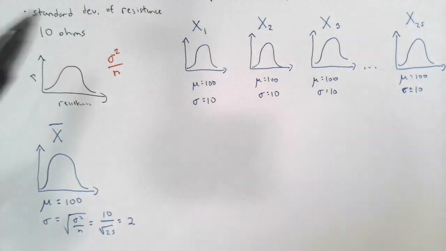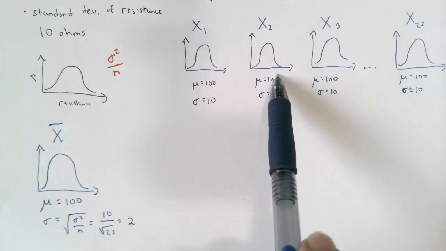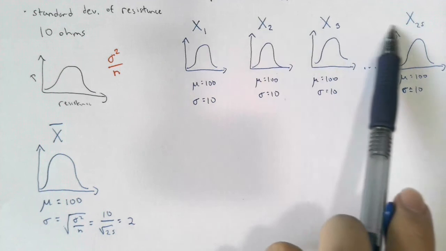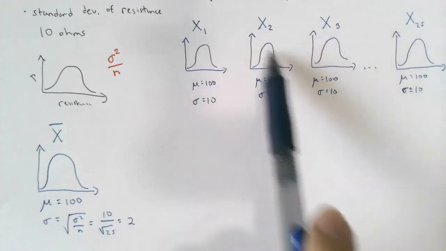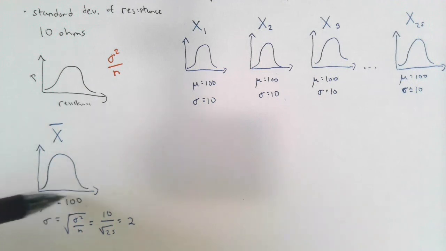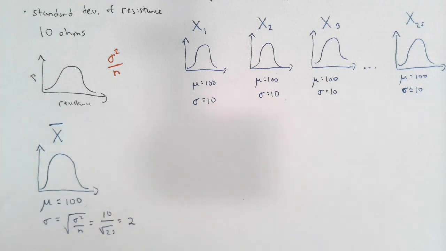Okay? So we have all of these 25 random variables, each with their own distribution, with their own mean and their own standard deviation. If we take the sample mean of these, then we would have our own probability distribution with the mean of 100 and a standard deviation of 2. What's pretty interesting is that the standard deviation is actually smaller in this case, which makes it easier for us to analyze and to find confidence intervals, which we'll talk about later.